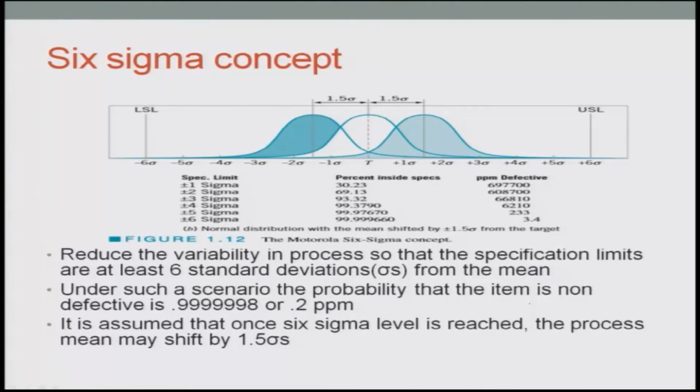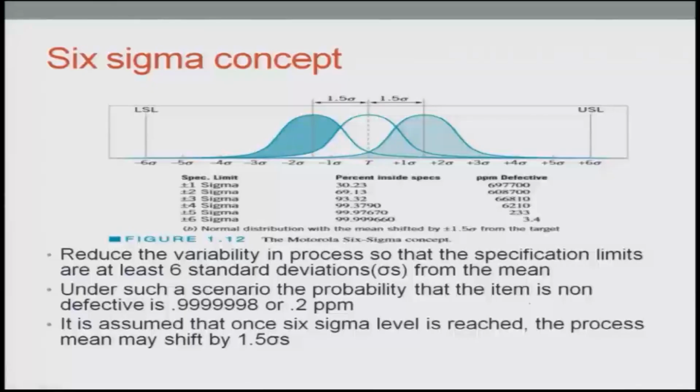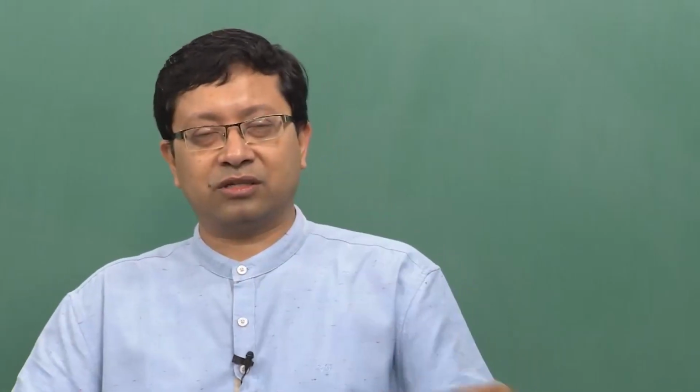This means that we reduce the variability in the process, so that the specification limits are at least 6 standard deviations, that is, a total of plus 3 and minus 3 fluctuation to the right and the left from the mean. Under such a scenario, the probability that the item is defective would be about 0.2 ppm, which is parts per million. It is assumed that once the 6 sigma level is reached, the process may shift by plus or minus 1.5 sigmas to the left and the right. So, based on this we can do our calculations and then try to bring the process within that bound.